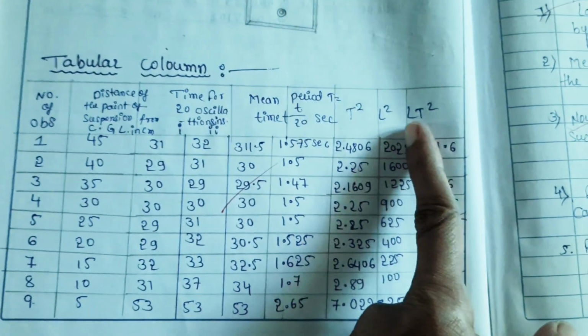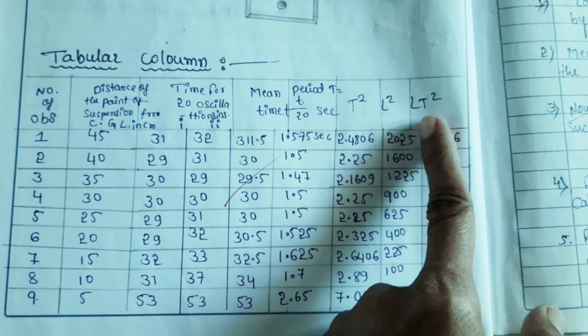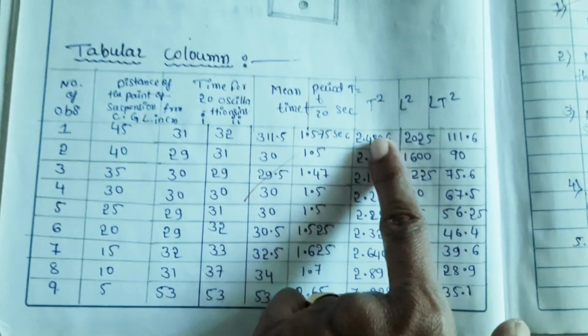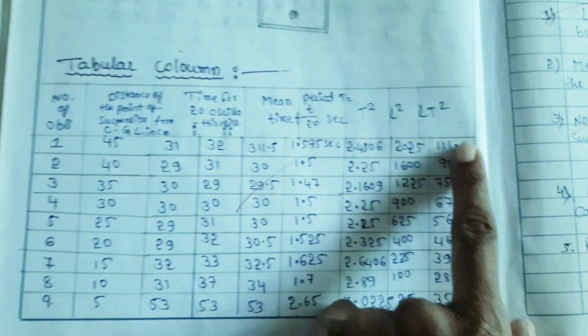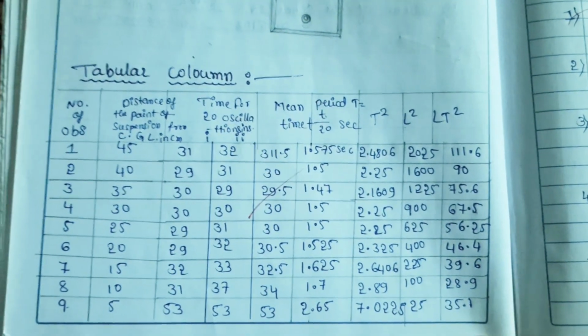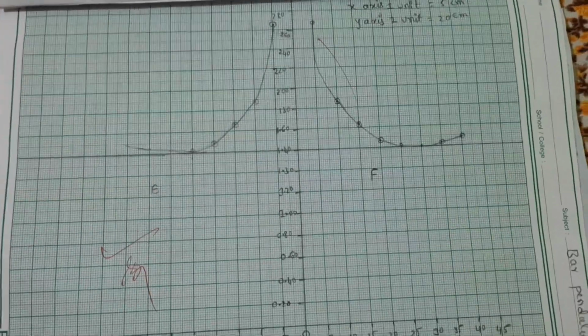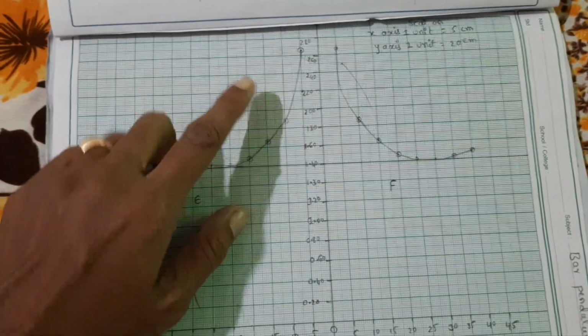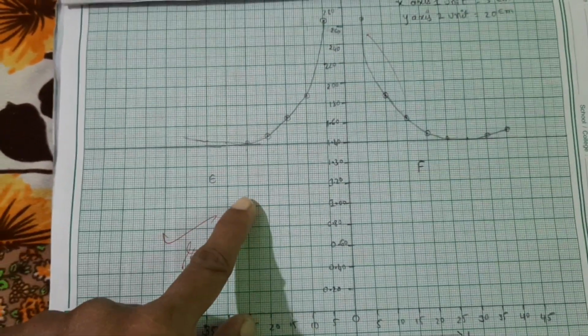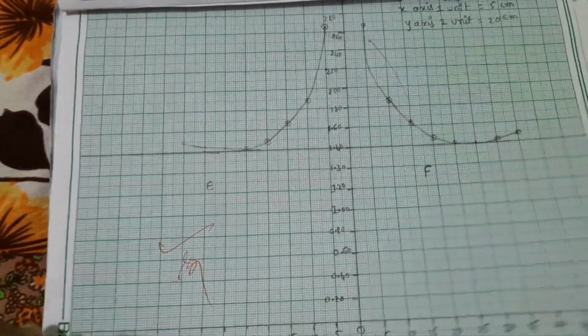Next you have to multiply L into T square. So here it is L into T square, in this column. Then write the values. Next, you have to plot the graphs. Here we have to plot two graphs. The first graph is time period versus length, capital L. Next graph.